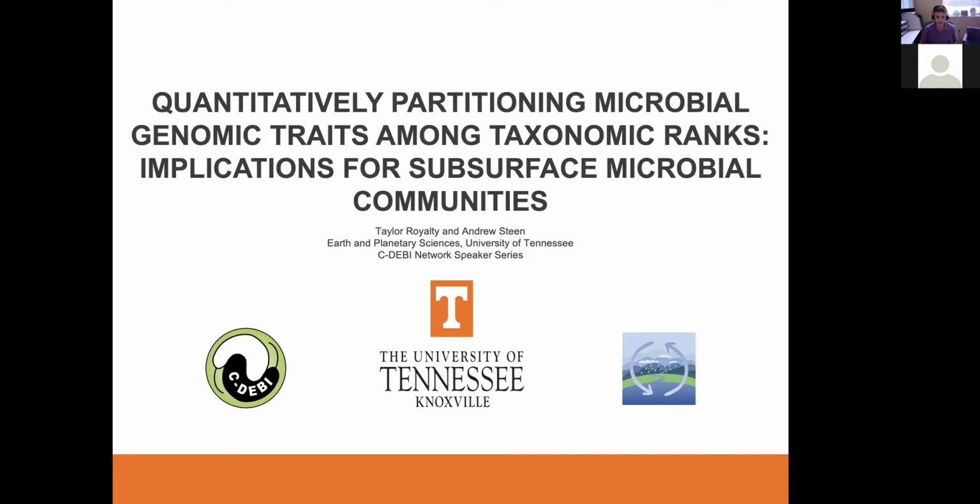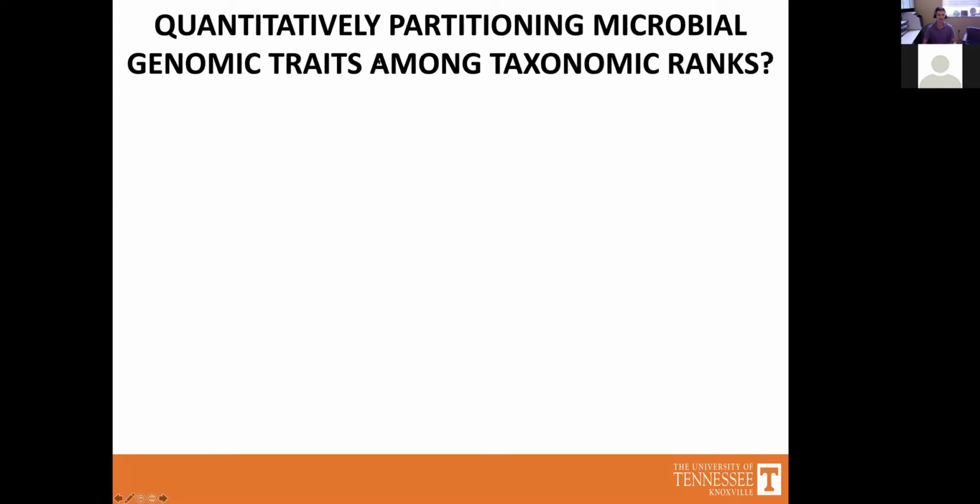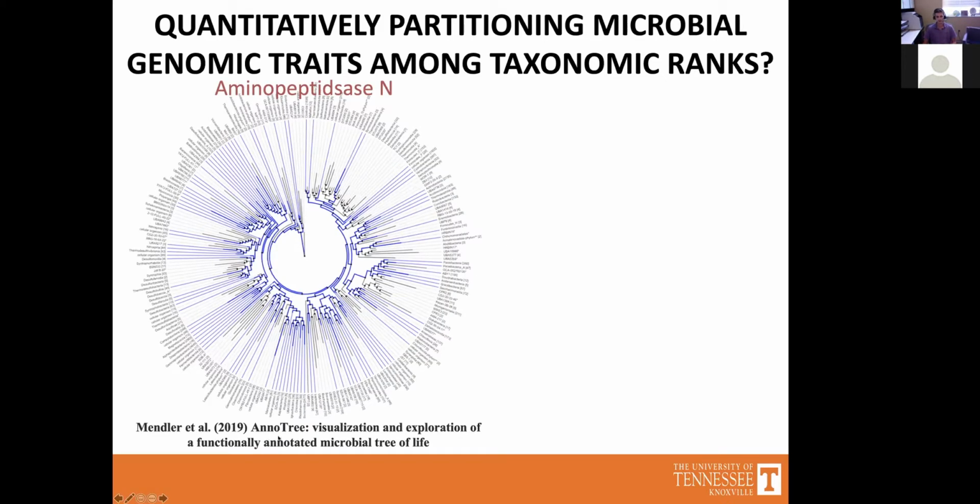To start the talk, I want to get at what I mean by the title, Quantitatively Partitioning Microbial Genomic Traits Among Taxonomic Ranks. I think the best way to do this is to start with an example. If you haven't seen this application, it's pretty cool. It's called AnnoTree. It's available online, and the idea is you can look at the tree of life from either a bacterial or an archaeal perspective. You can choose conserved domains, with different types of annotation schemes, and look at the distribution of your chosen trait across the entire tree of life. You can also choose different taxonomic resolutions, whether phylum, class, order, family, genus, or species.